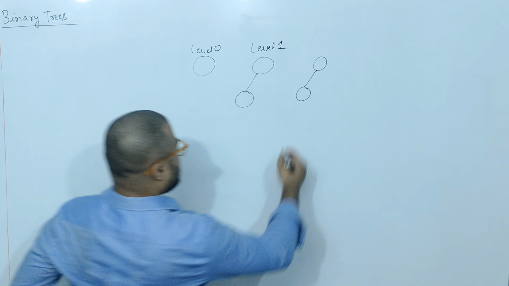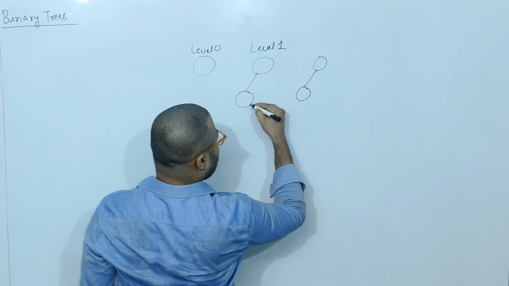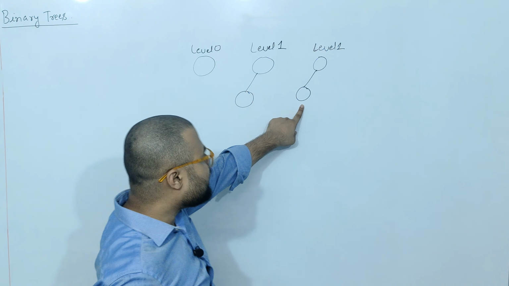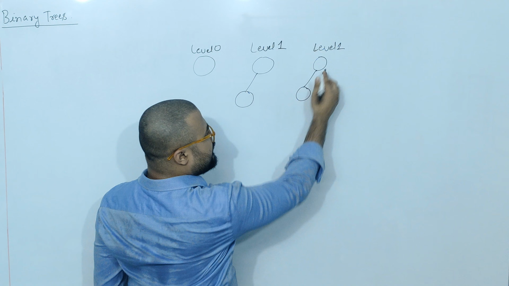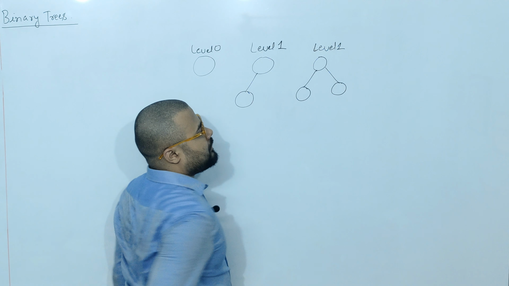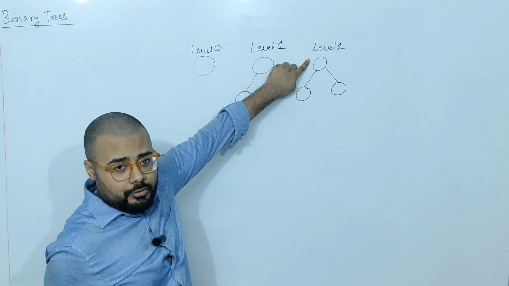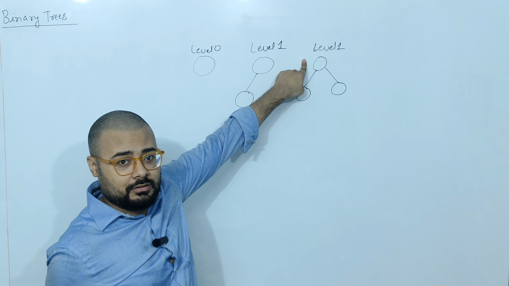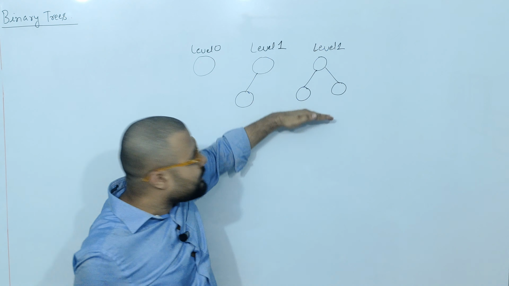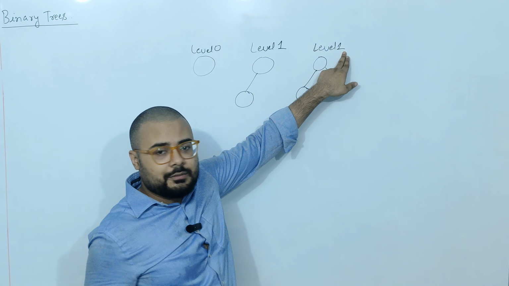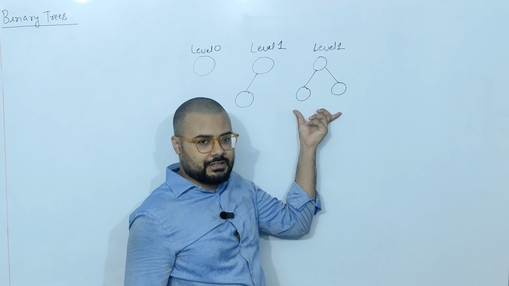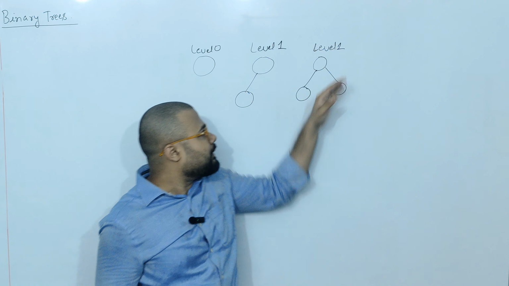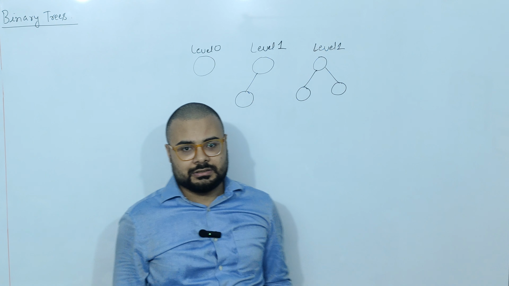Okay, now if you add another node to a level 1 tree, let's say this is my level 1 tree, I may add a node to this. So when you add a node in a level 1 tree and you are adding at the root level, at level 0, the level of the tree will not increase. The tree will still be a level 1 tree. The number of nodes was 2, you add one more node, now the number of nodes is 3. But the level of the tree will not increase.